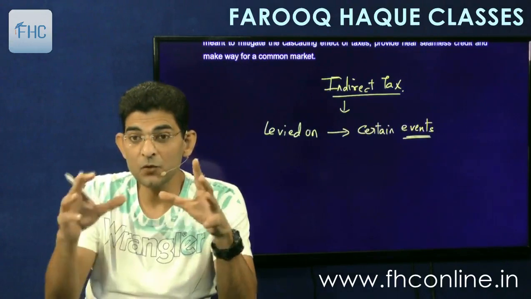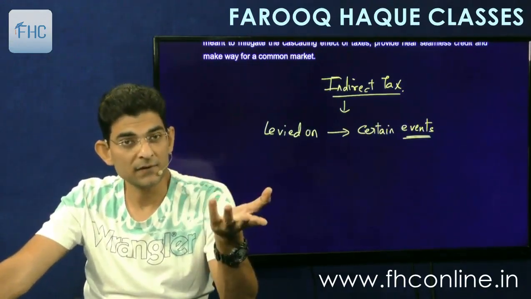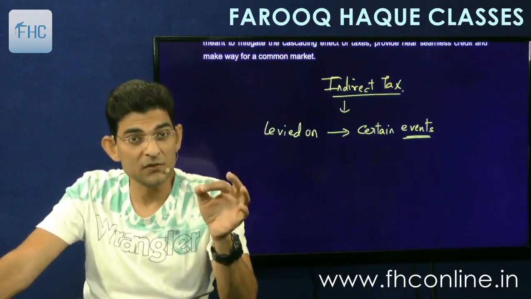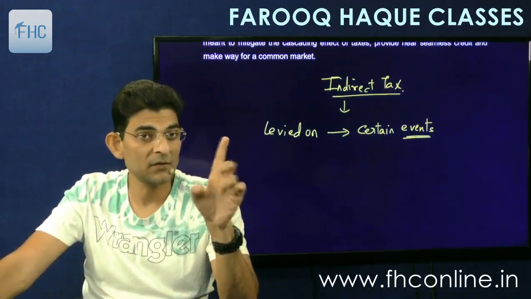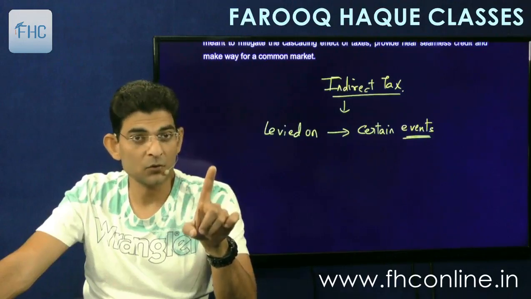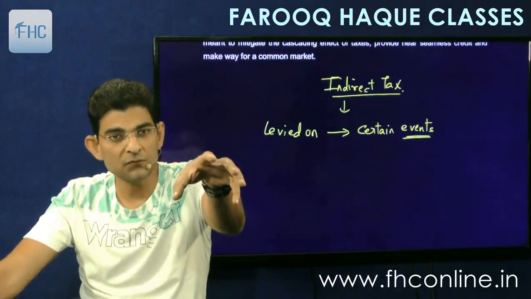Event means the happening of something. So when that something happens, the tax is imposed. Now tax cannot be collected without imposition. Another very important point to note: it cannot be collected by the government without imposing it first.